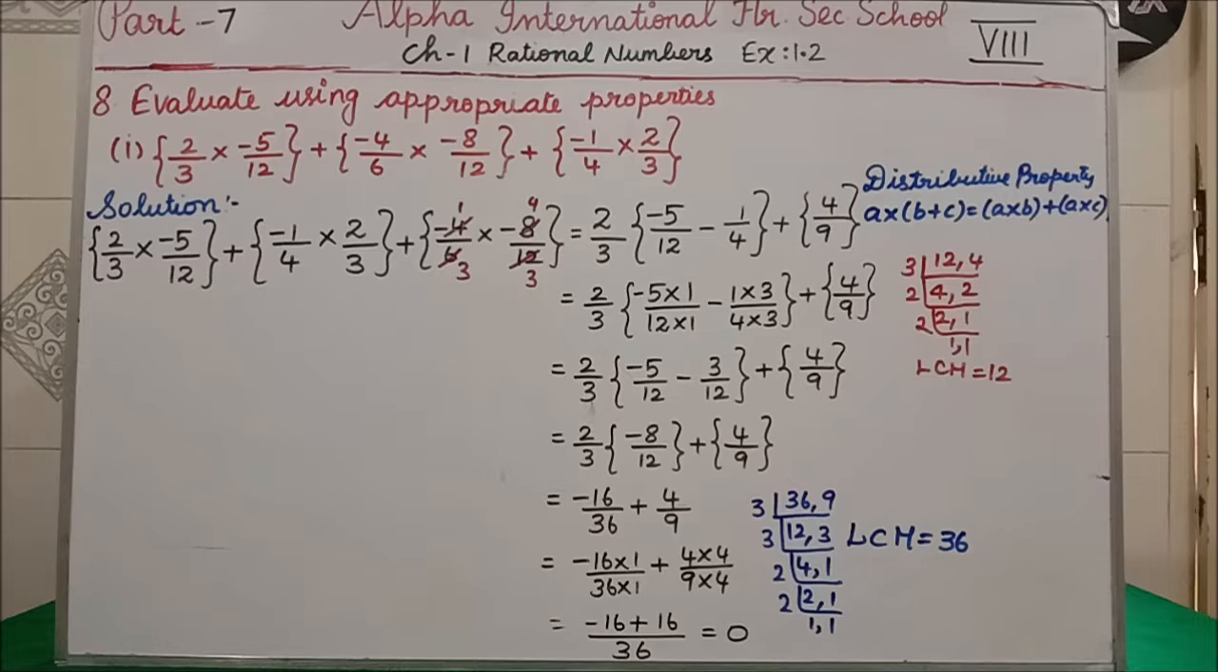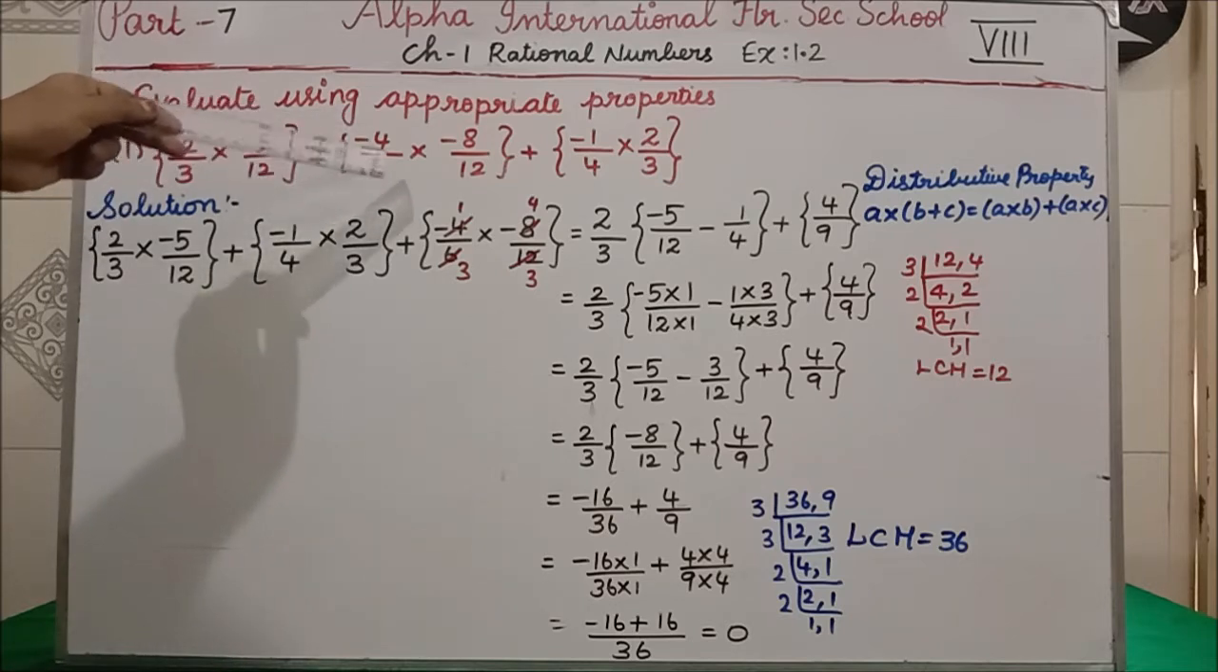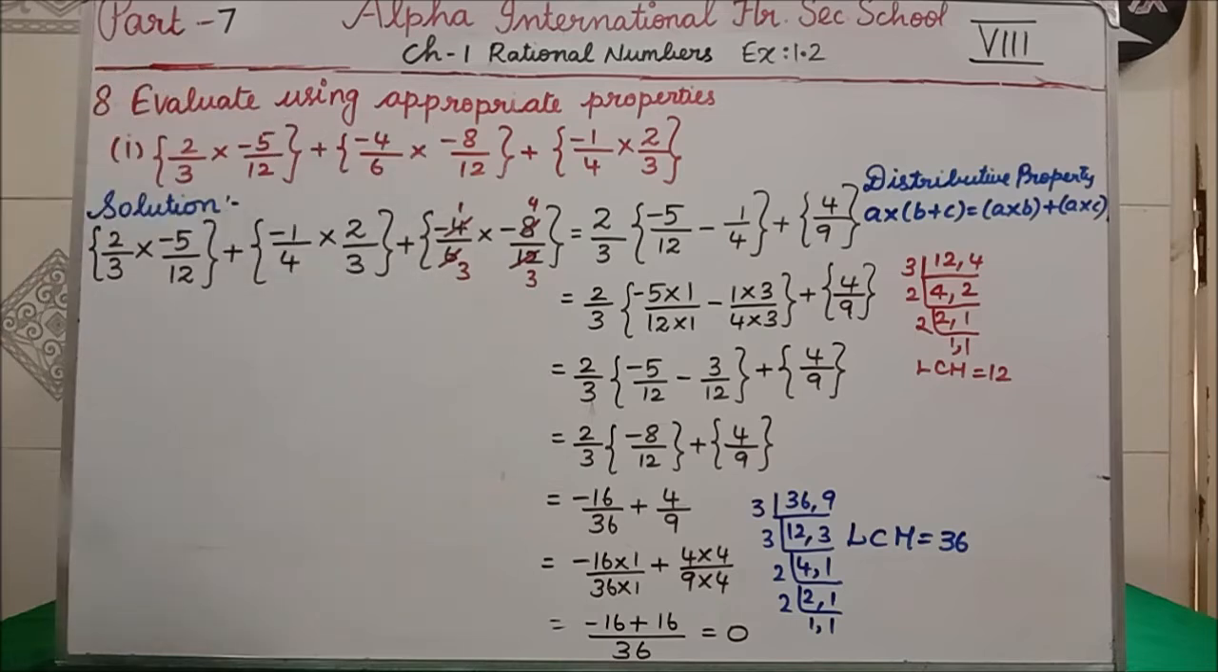Clear? So, I am going to do the first subdivision and you are going to try the second subdivision for your homework. Clear? Now see how I am doing the first subdivision. The same order only, I am going to do your homework also. Now observe the question carefully. What are we having here? 2 by 3 into minus 5 by 12 plus minus 4 by 6 into minus 8 by 12 plus minus 1 by 4 into 2 by 3.